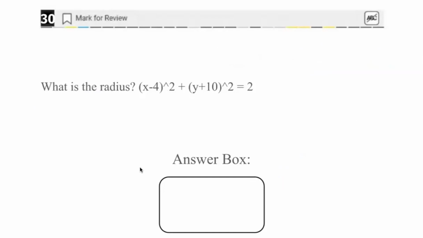All right. So now we're getting into circle equations. A lot of people are pretty rusty on circle equations.